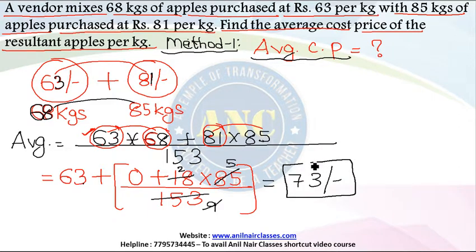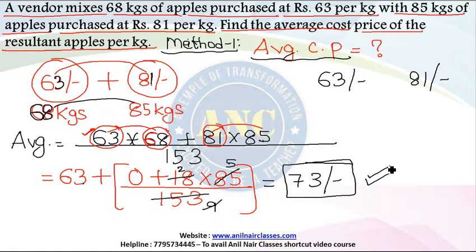Average cost price of the resultant apples per kg. How much is it, sir? It is 73 rupees. If you want, check it out. The lowest value is 63. The highest value is 81. Average is 73. The average always lies between the lowest and highest values in any given series. I believe that method 1 is very, very clear for you people, right?